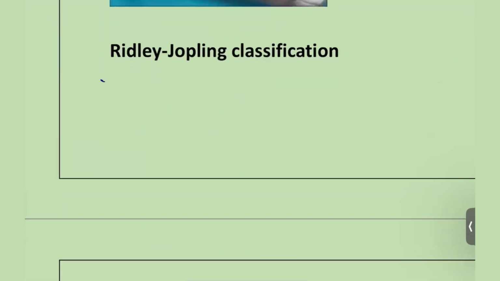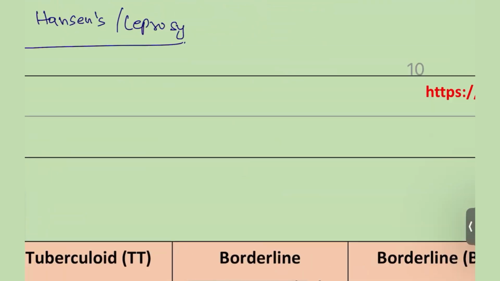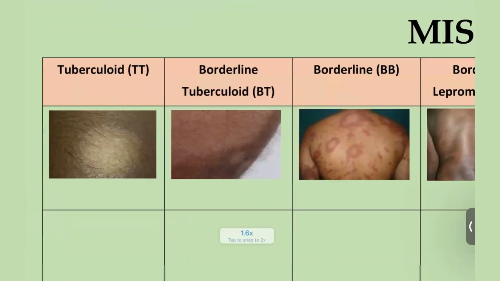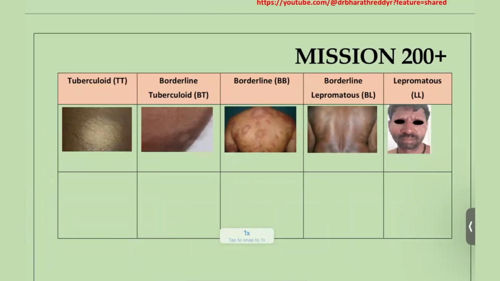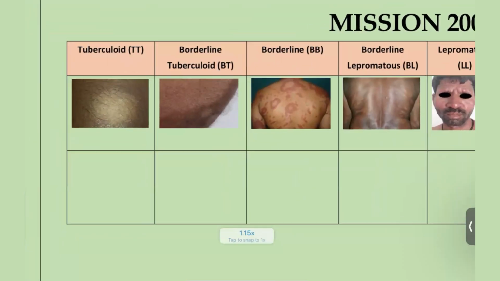Next, moving on to the Ridley-Jopling classification seen in the Hansen or leprosy patient. Leprosy is a chronic infective mycobacterial granulomatous disease. We have five types in the Ridley-Jopling classification. Let's see the differentiation. First, tuberculoid type.